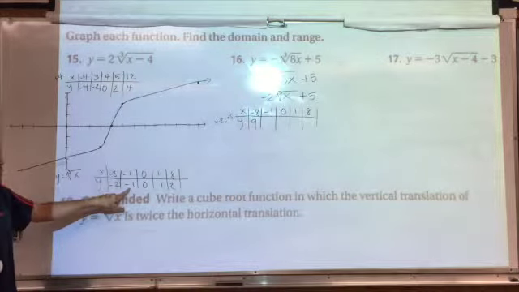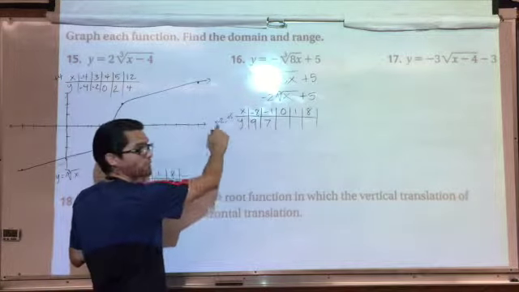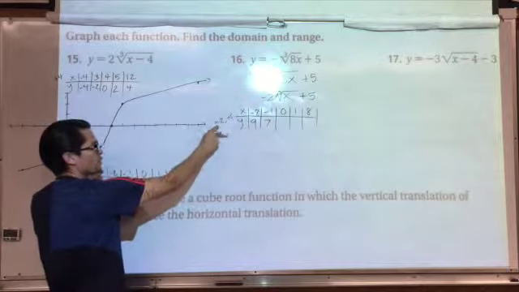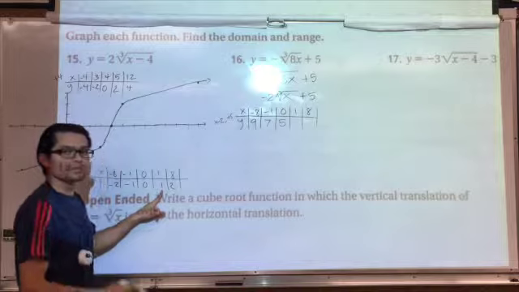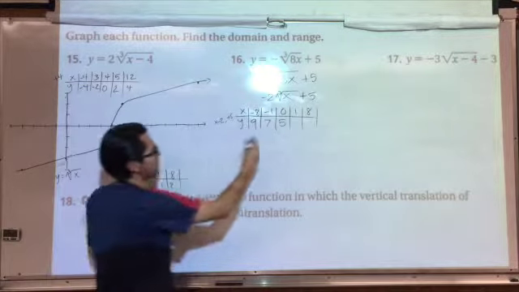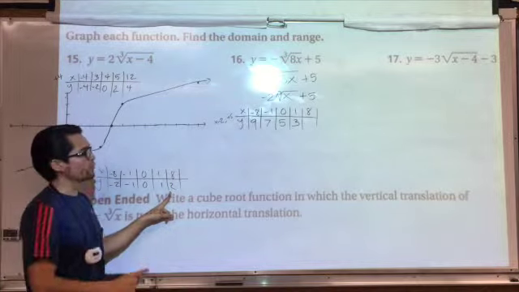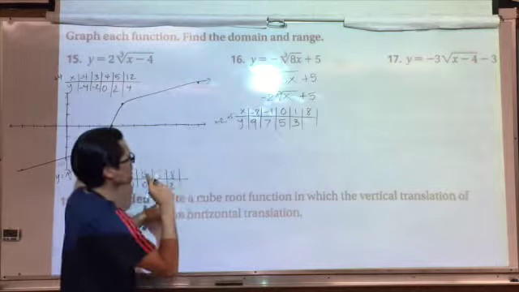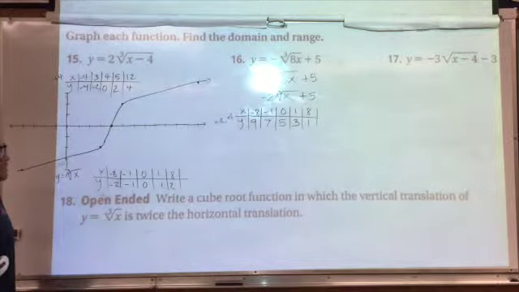-1 times -2 is 2. 2 plus 5 is 7. Right? Times -2 plus 5. Don't forget what we're doing. 0 times negative 2 is 0, plus 5 is 5. 1 times negative 2 is negative 2, plus 5 is 3. And 2 times negative 2 is negative 4, plus 5 is 1. There's your y values. Okay?